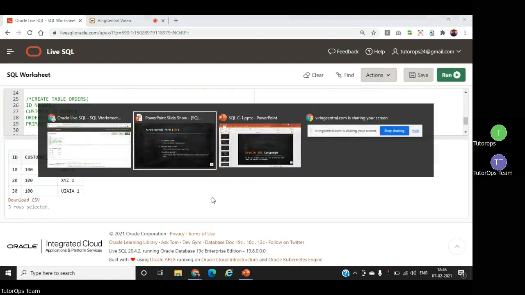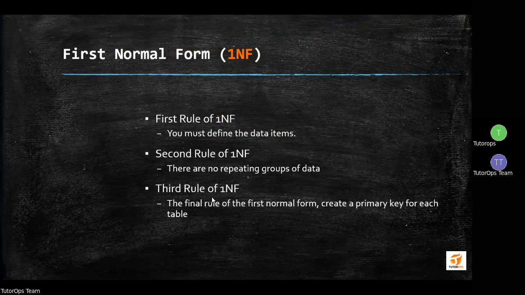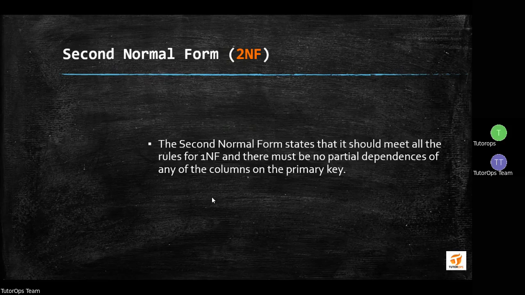So the orders table and the customer table are now following all our first normal form rules. It means all data items are defined, and no repeating groups are there in these two tables. The third rule is that both tables consist of a primary key. Now next, let's go for the second normal form.